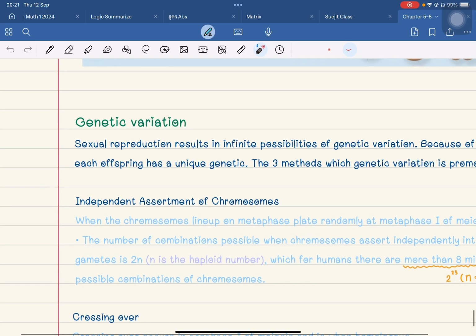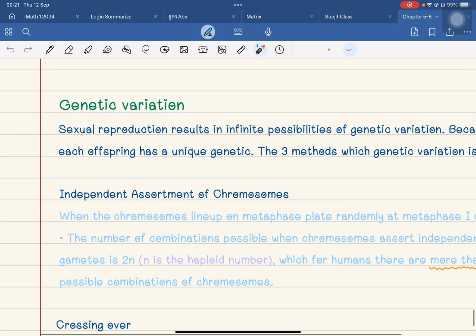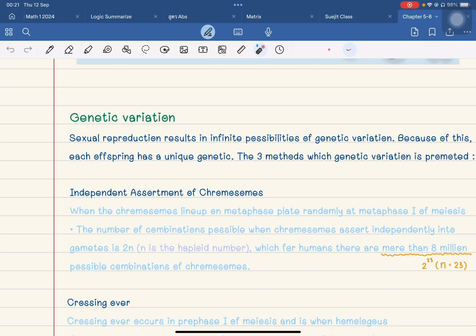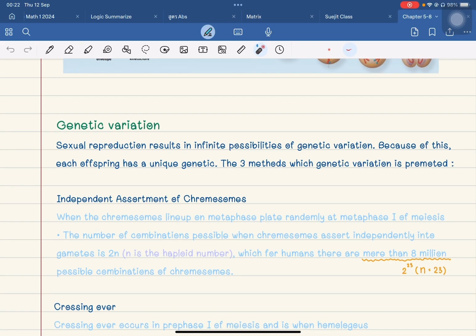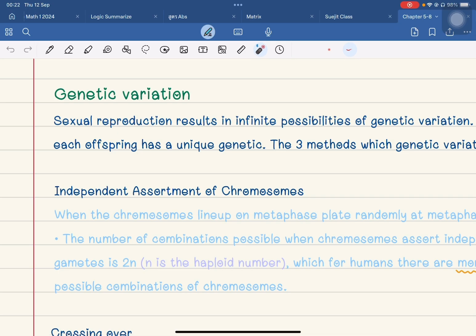Next, the last topic is genetic variation. Genetic variation: sexual reproduction results in infinite possibilities of genetic variation. Because of this, each offspring has its own unique genetics. There are three methods by which genetic variation is promoted. One is the independent assortment of chromosomes.